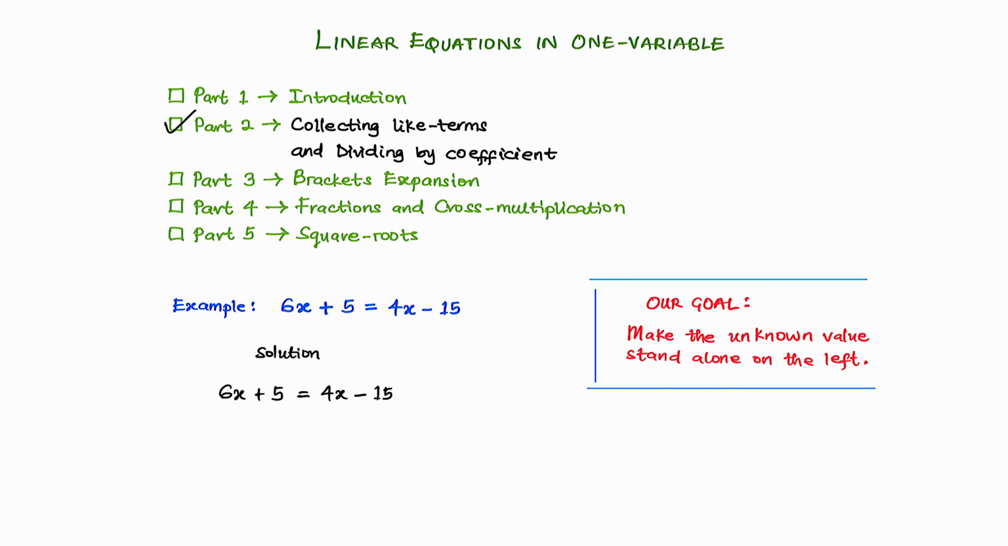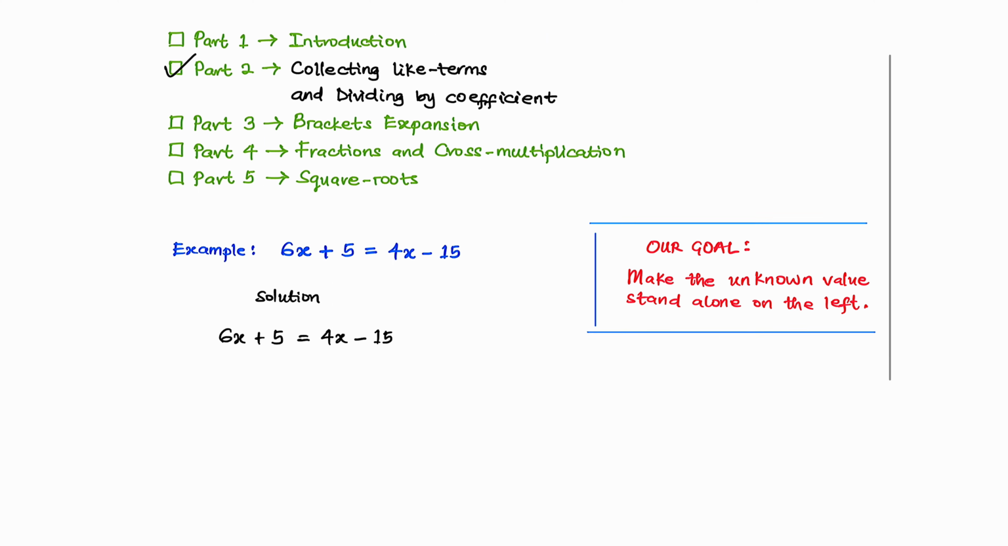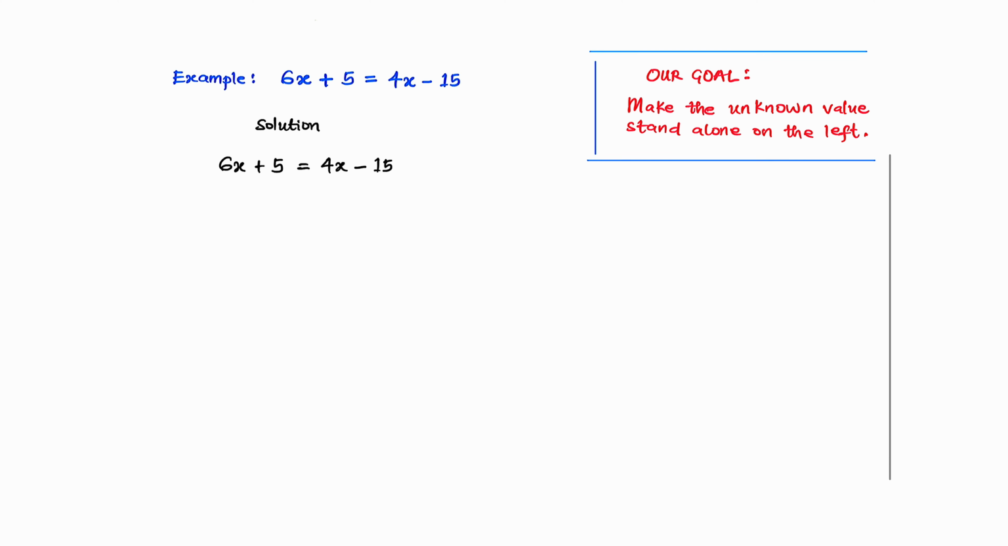Now in this question, the unknown variable is x. So our goal is to make x stand alone on the left. To achieve this goal, what we have to do is any value with x comes to the left, any value without x goes to the right. This is called the concept of collecting like terms.